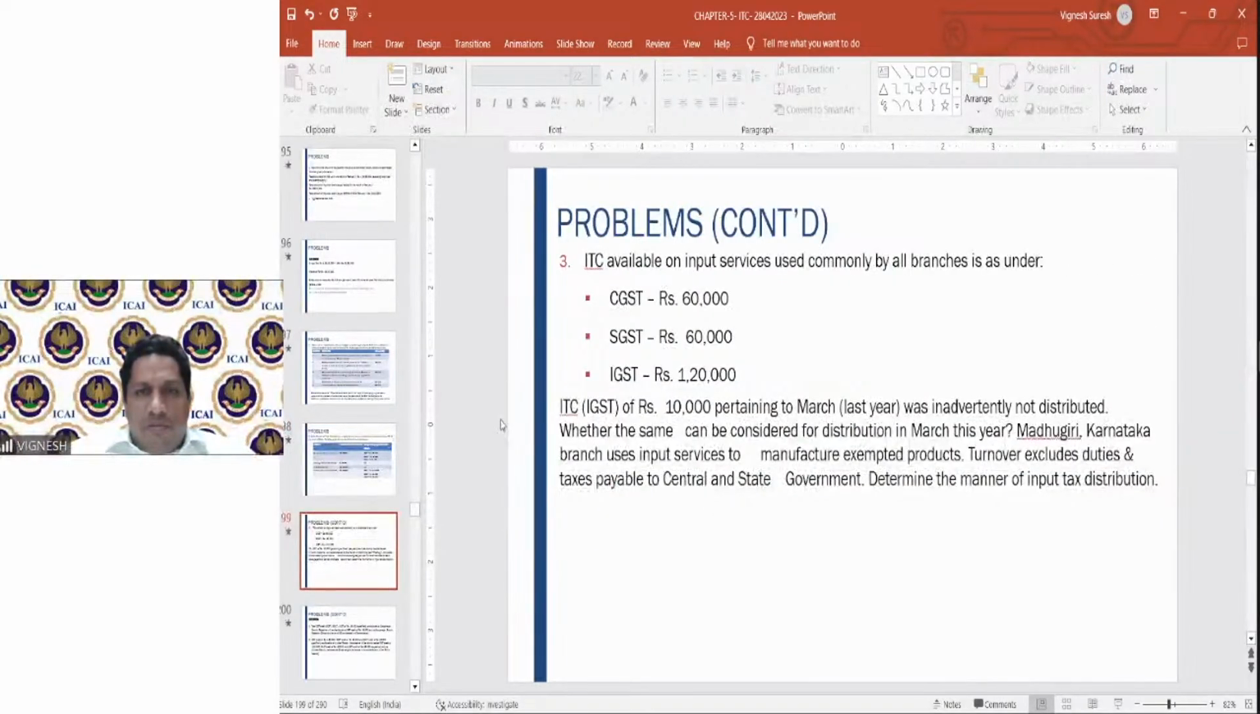ITC available on input services used for all the branches is as under. CGST 60,000, SGST 60,000, IGST 1,20,000. ITC IGST of 10,000 pertaining to March last year was inadvertently not distributed. Whether the same can be considered for distributing March this year. Madhugiri branch uses input service to manufacture exempt products. Turnover excludes duties and taxes paid to the state government. Determine the manner of input tax distribution. Please try to answer this.